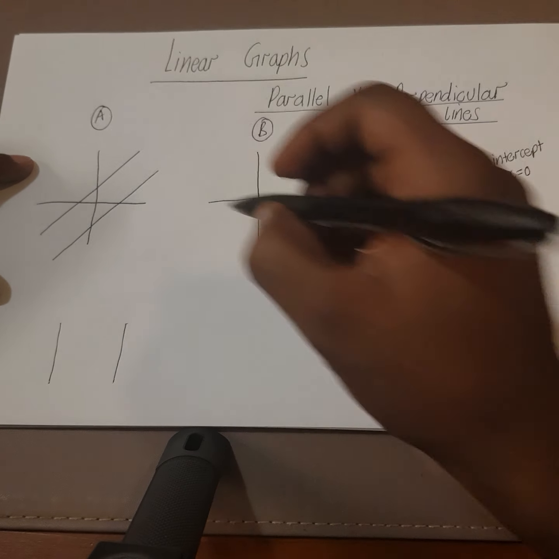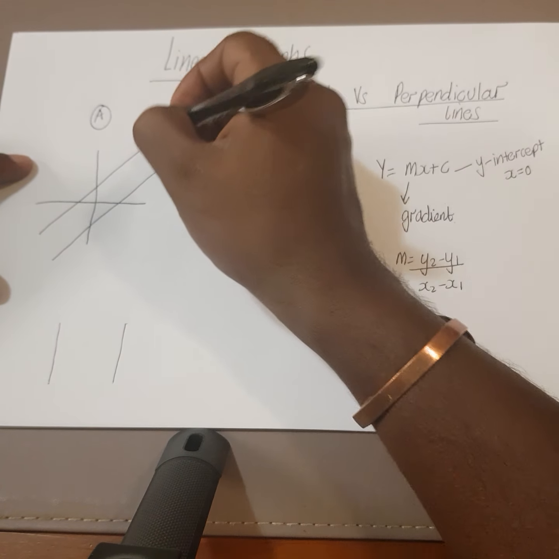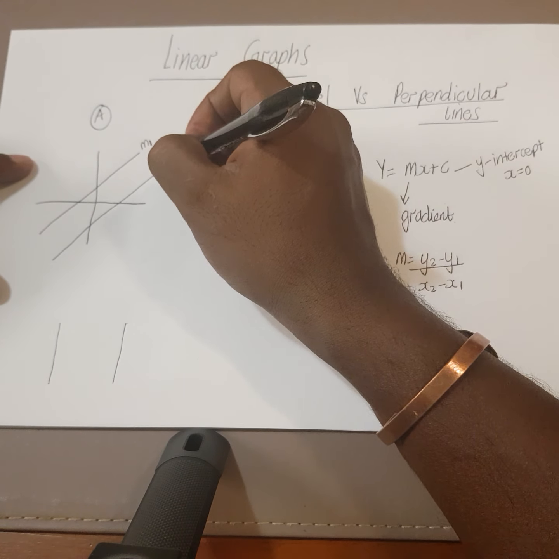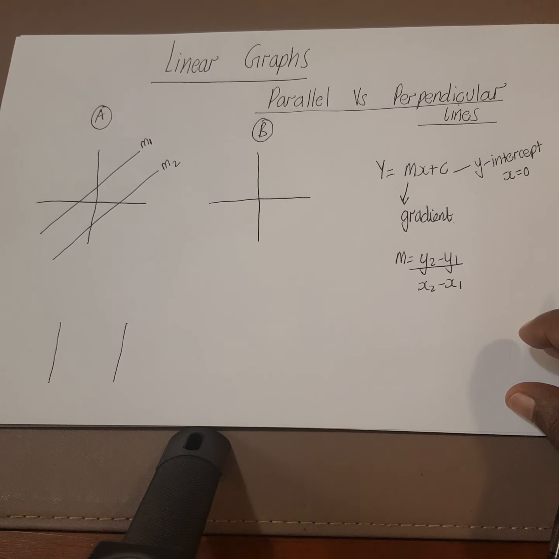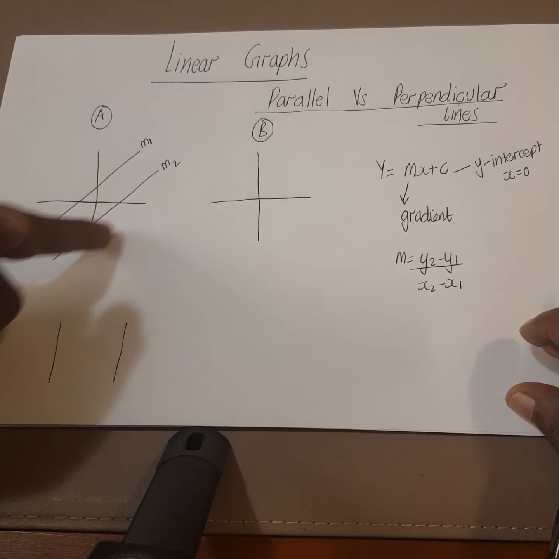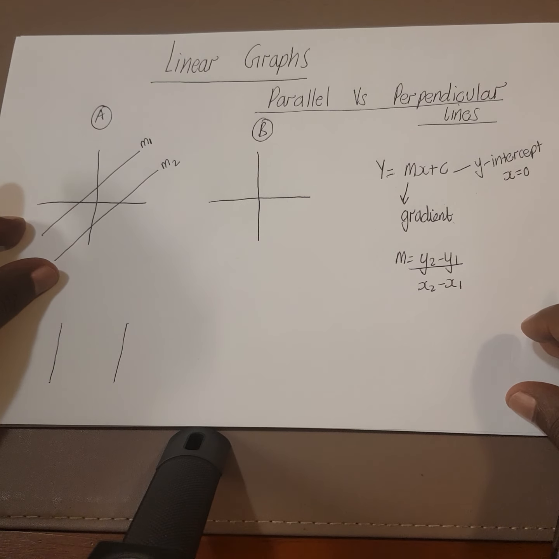Now suppose the gradient of that line is m1, and let's say the gradient of that line is m2. Two lines are parallel when they don't meet. So that's a simple illustration of two straight lines that don't meet and are therefore parallel.